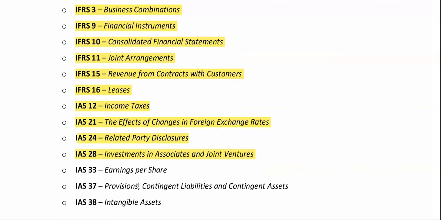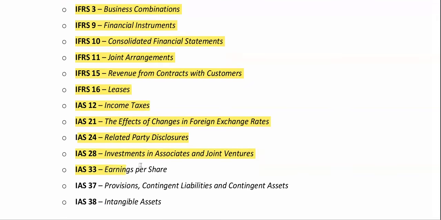As we move on, we have IAS 33 earnings per share, a ratio which has a dedicated accounting standard. You could be tested at its very basic level how certain decisions could impact the EPS, and at a more difficult level, you could be tested on the diluted EPS, the DEPS as we call it.